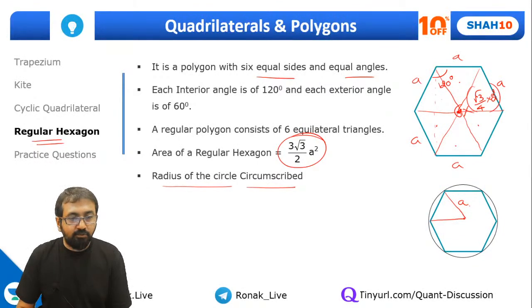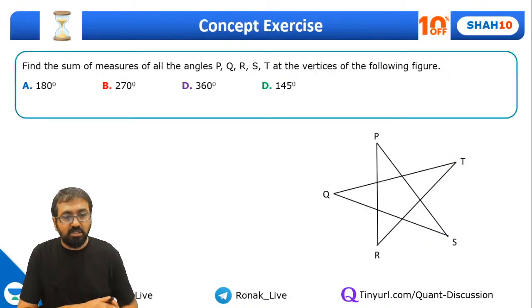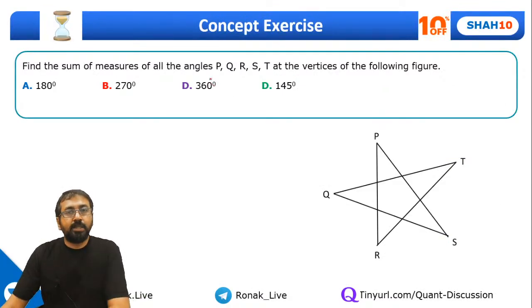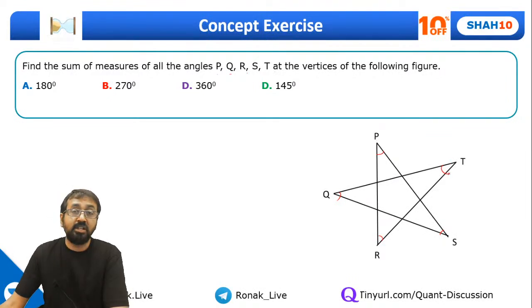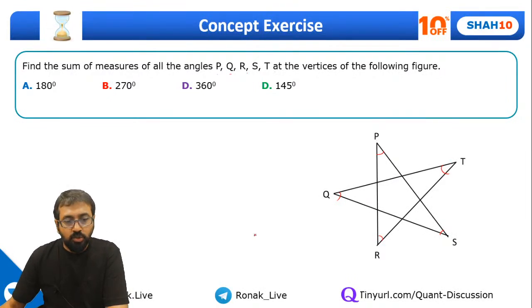So guys, for the time being, we'll go ahead with the practice questions. So let's start with this question. Can you quickly tell me what will be the answer? A star shaped figure is given, and you need to find the sum of the measurements of all angles at the vertices P, Q, R, S, T. Of course, these may not be equal because the figure is not drawn to scale. So it can be a star like this also. This angle may be bigger, this may be smaller, and so on.